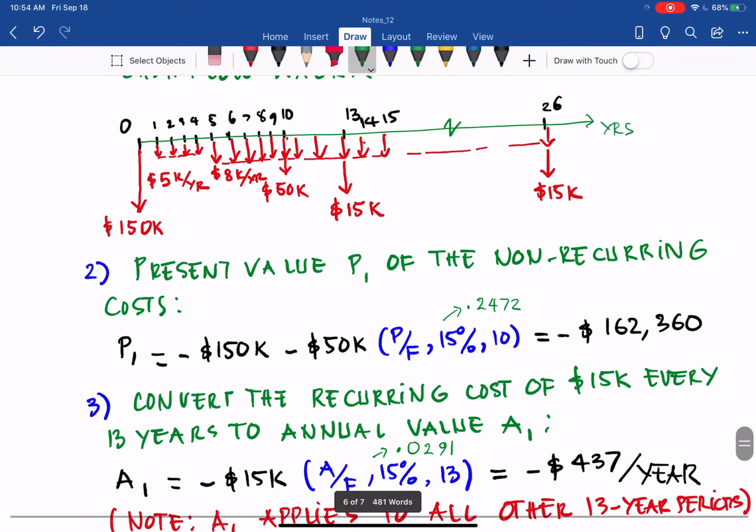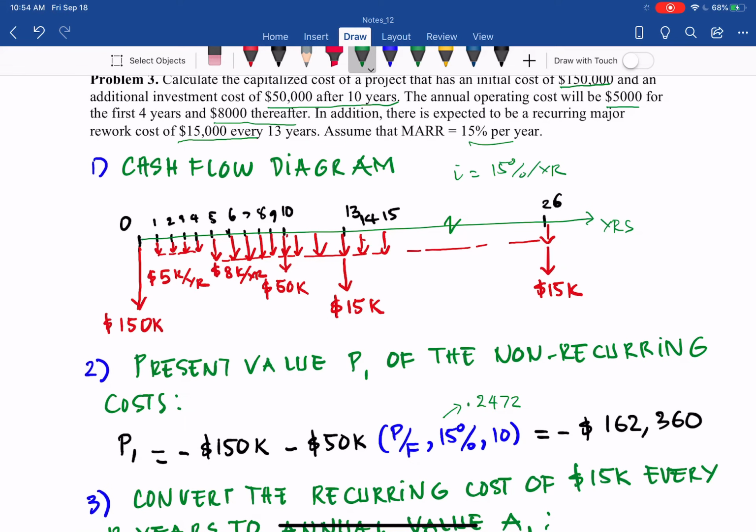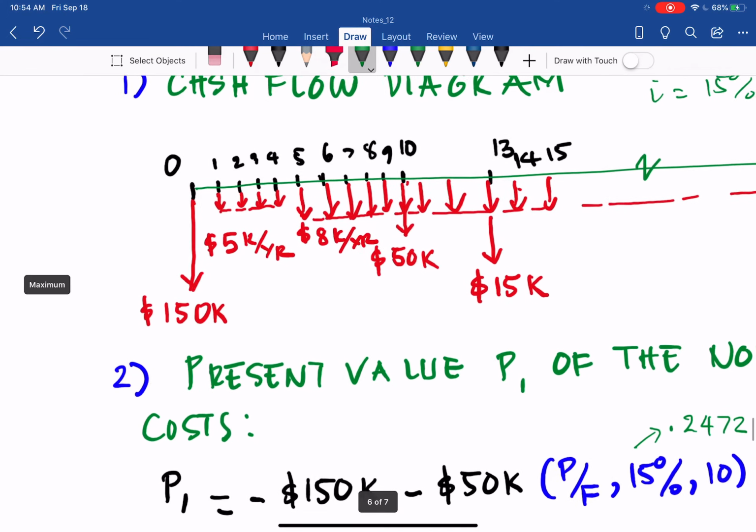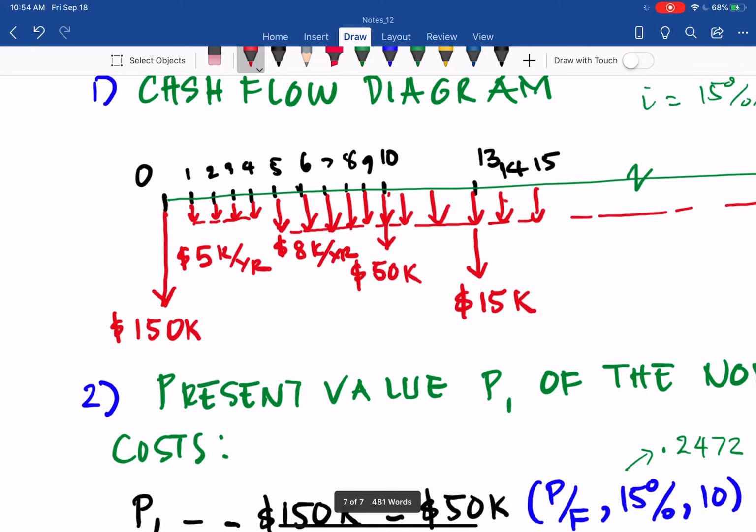per year. And the other one is 5,000 for 4 years, and then 8,000 from year 5 onward, after the 5,000 for the first 4 years. How can we deal with that? The step is very simple. We can use the first 4 years.